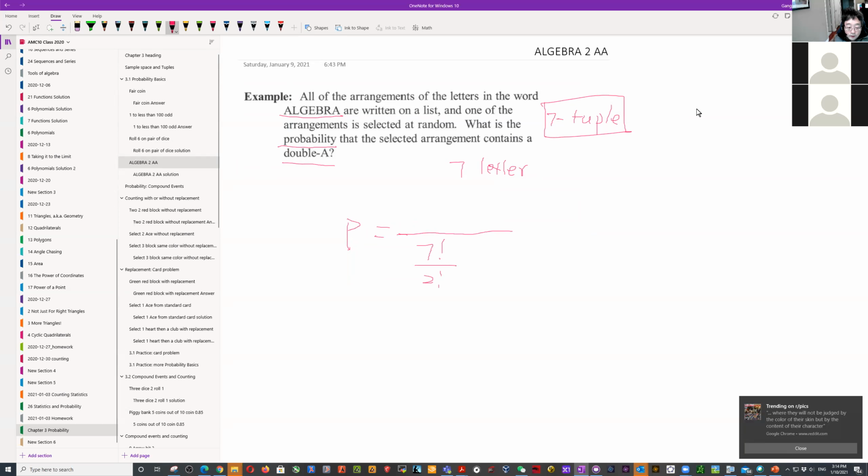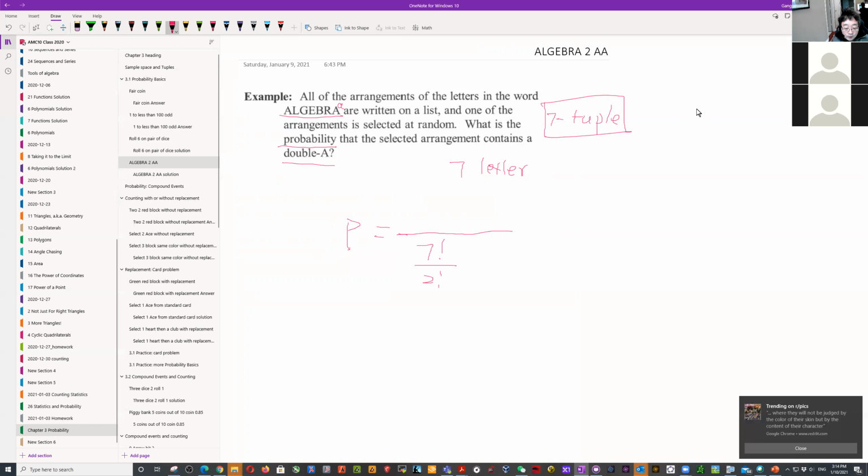So 7 factorial is just how many ways you can arrange algebra assuming the 2 A's are different. You can visualize it as the first A being capital A and the second A being lowercase a. If you treat them as different, there are 7 factorial ways to arrange it. And then because the 2 A's are identical, you have to discount the overcounting. The overcounting we have been doing is 2 factorial. So that makes the difference.